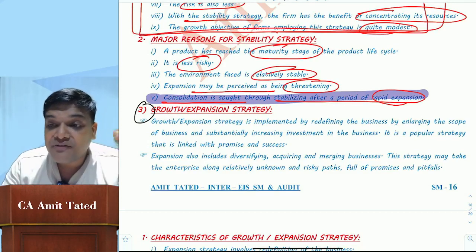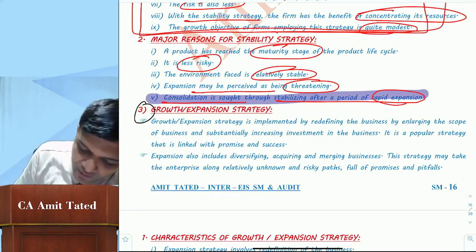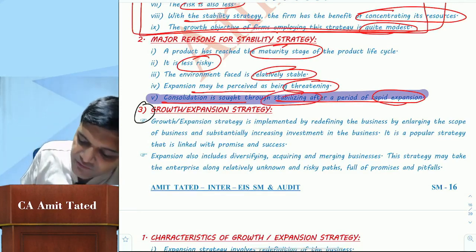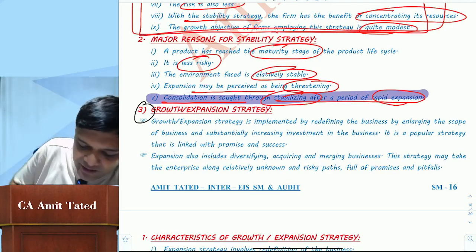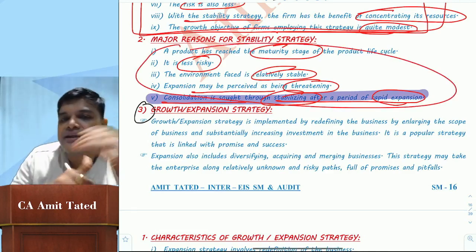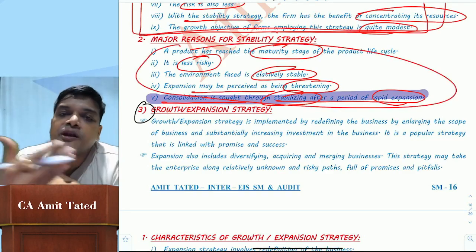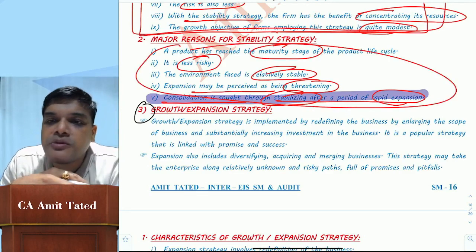Okay, stabilizing after a rapid expansion. Is that clear? So consolidation is sought through stabilization after a rapid expansion. After rapid expansion, we should stand, take it a bit easy. This is something where we can focus on stability. So why should we prefer stability? If this point comes into your question or case studies, you need to prefer stability.